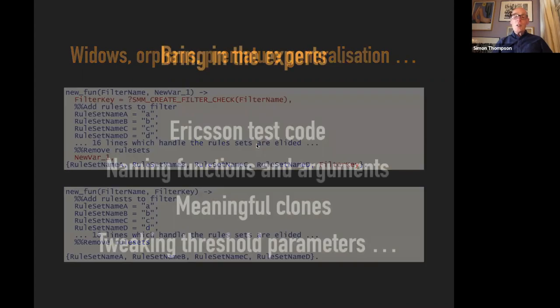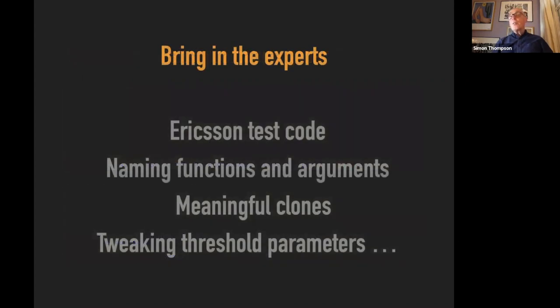So the conclusion we came to was, you can only do this sort of clone elimination by bringing in the experts. You need to name functions and arguments, and you need to decide which clones are accidental and which are meaningful. And in some situations, you want to explore changing some of the threshold parameters. So our takeaway was, if you want to do this kind of clone elimination, you really have to do it with an expert guiding all these things, guiding the naming, so that the clones are meaningful, they're well named, the arguments are well named, and so on.